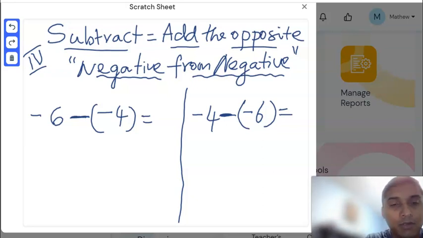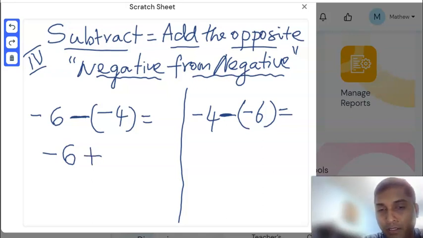It's very simple. When you add the opposite, you keep the first number as it is, you get -6, but you change that subtraction sign to addition, and add the opposite. This was -4, so make it +4. So -6 plus 4. We know the answer based on the adding integers rule: the difference between the absolute values, and what sign the bigger absolute value has. The bigger absolute value is 6, and 6 has the negative sign. So therefore your answer should be -2.